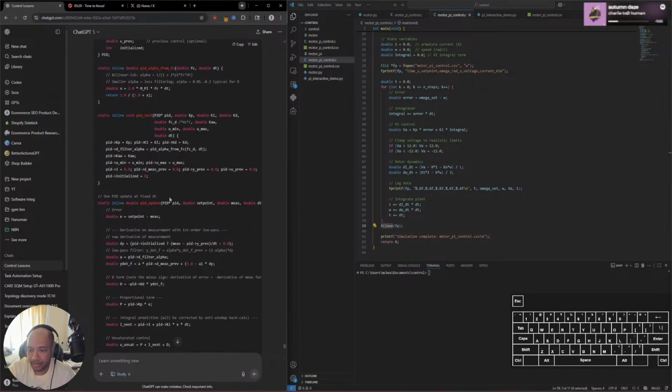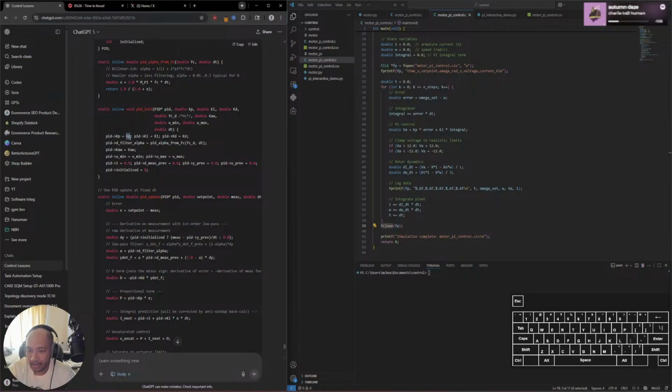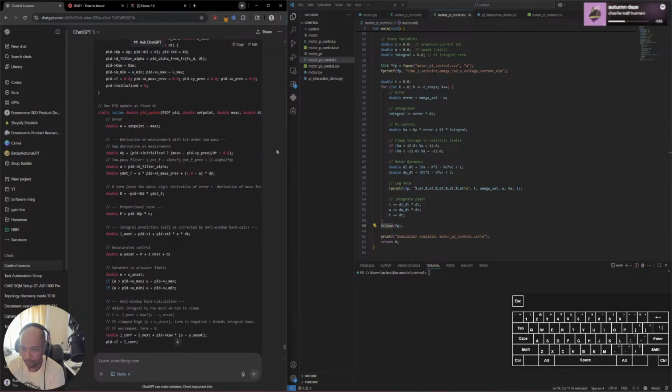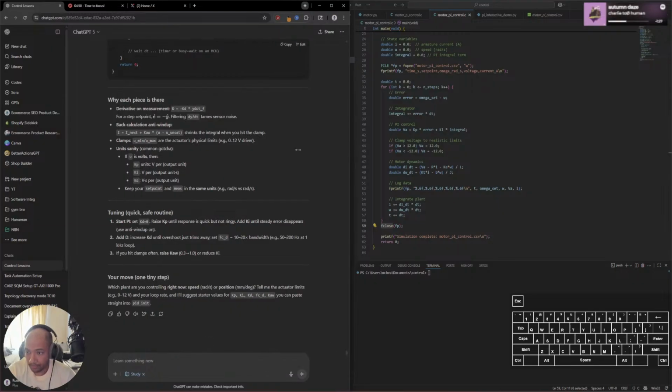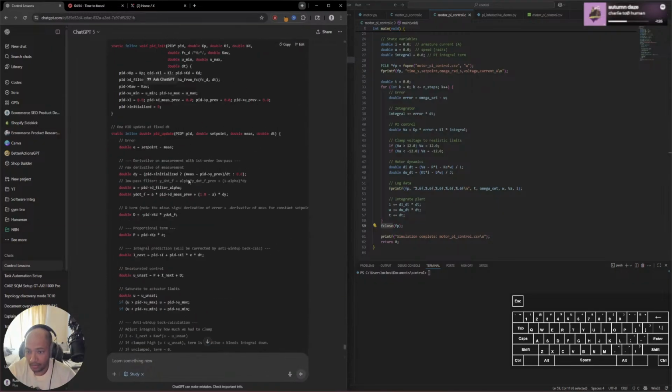Alright, PID initialization. Here we go. So I got a KP value, KI value, KD value, PID filter from FC, FCD, and DT. Why not? Minimum and maximum clamps. Integral value. D measured previous. Everything should be initialized to 0. Okay, sure. So, one PID update at fixed DT. Let's get back to that.